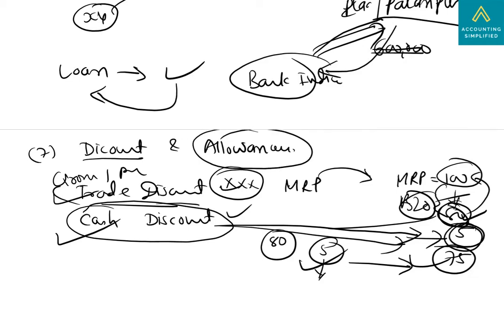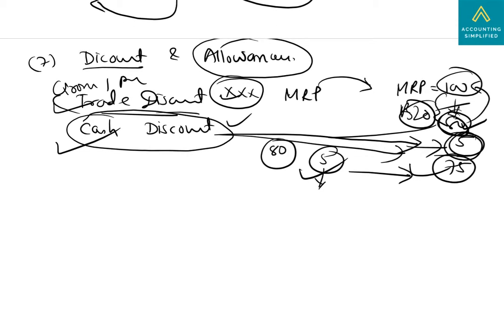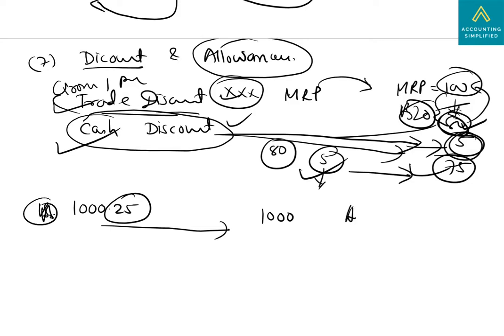What do you mean by allowances? Let me explain the allowances. For example, you have bought goods worth 1000 rupees and 25 paisa. Suppose you have to make a payment, what will you pay? Sir, I will pay 1000. Okay. So this 25 paisa is nothing but allowances. Even though he has written an invoice of rupees 1025, the 25 paisa will not be taken into consideration. This is allowances, right?